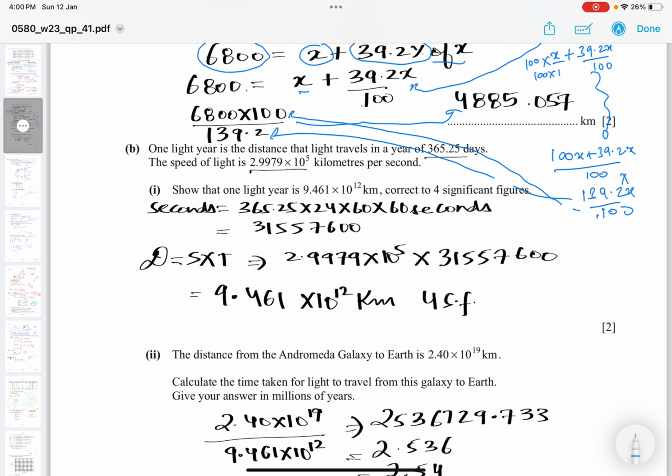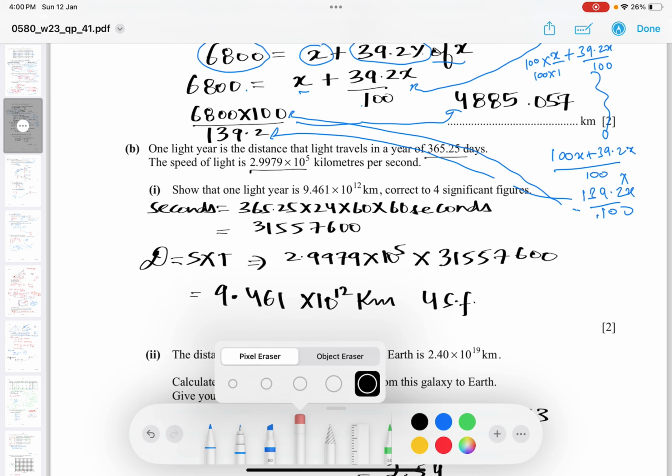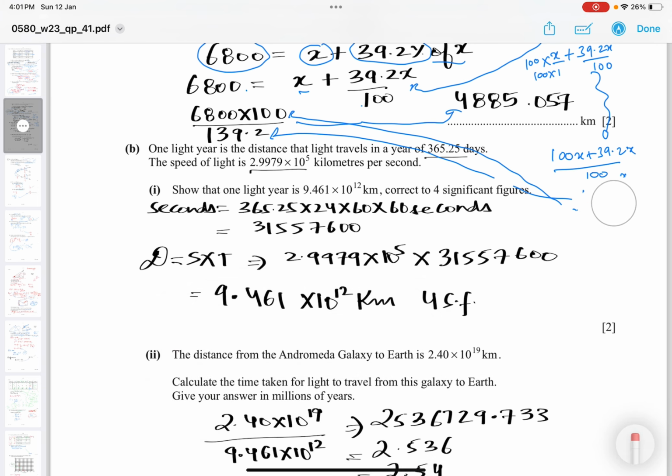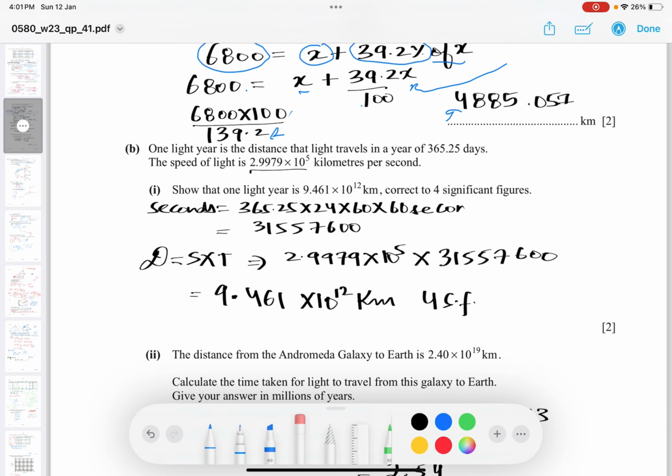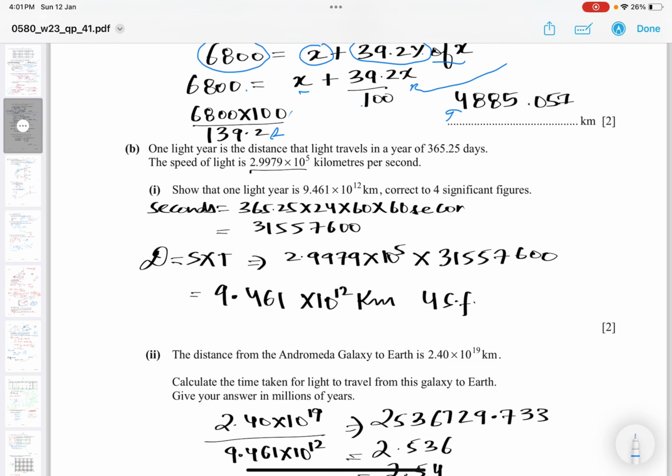Now, 1 light year is the distance light travels. Let me raise this one first. Now see, 1 light year is the distance light travels in a year of 365.25 days. The speed of light is this many kilometers per second. Show that 1 light year equals this one, correct to 4 significant figures.